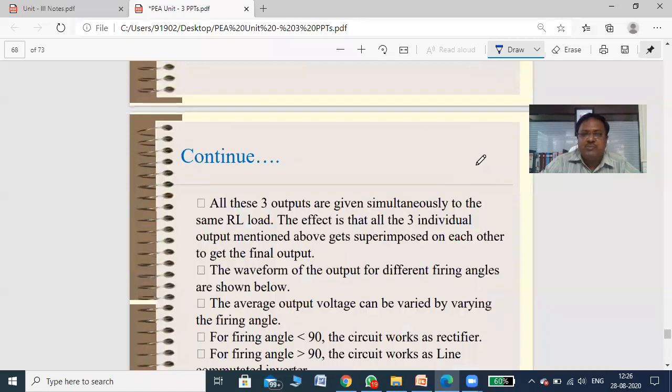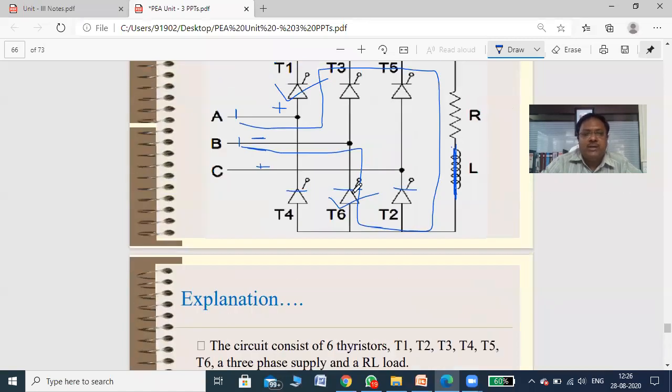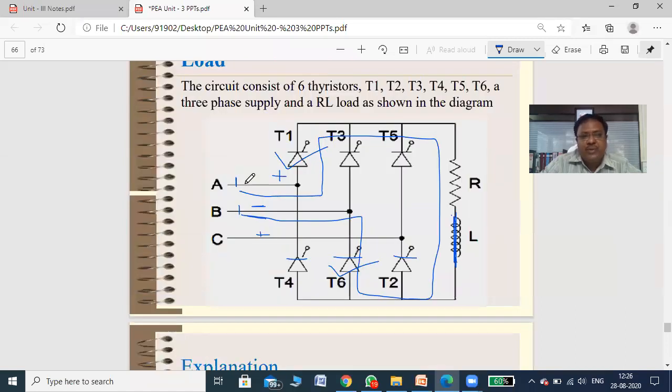With this particular inductive load, what happens if phase A is more positive and phase B is more negative? Then thyristors T1 and T6 are on. Next, phase A is still positive and phase C is negative, so phase A and phase C, it means thyristors T1 and T2 are on. Next, thyristor T2 remains on and T1 turns off, then T3 turns on, because at that time phase B is more positive. I'll repeat what happens exactly.